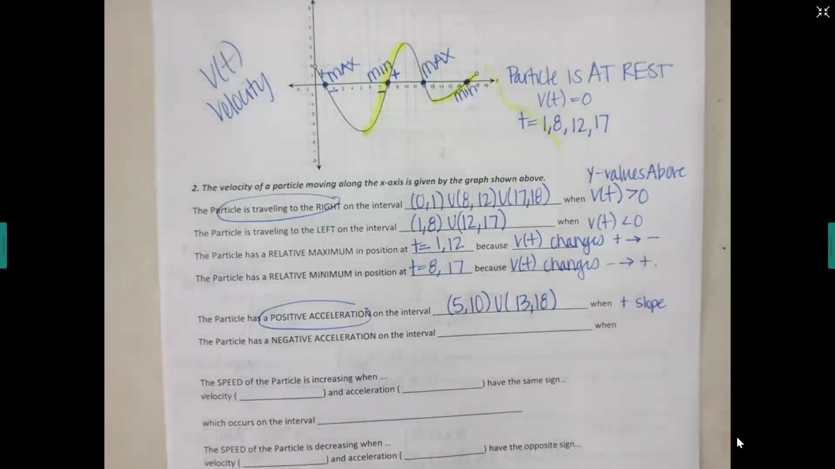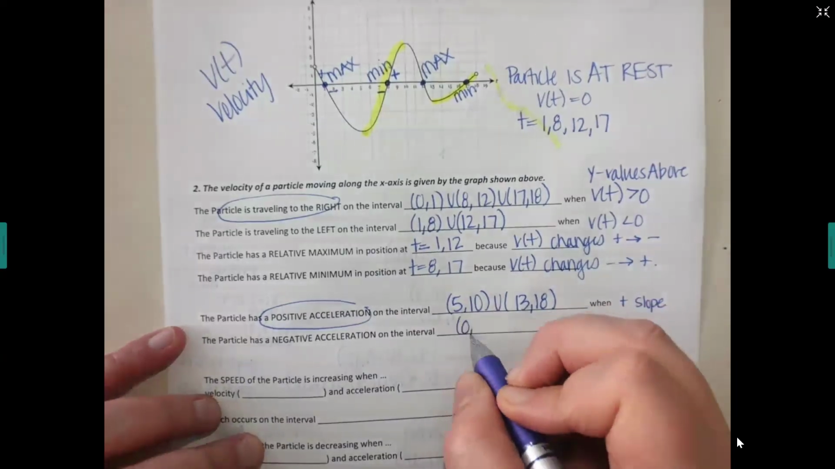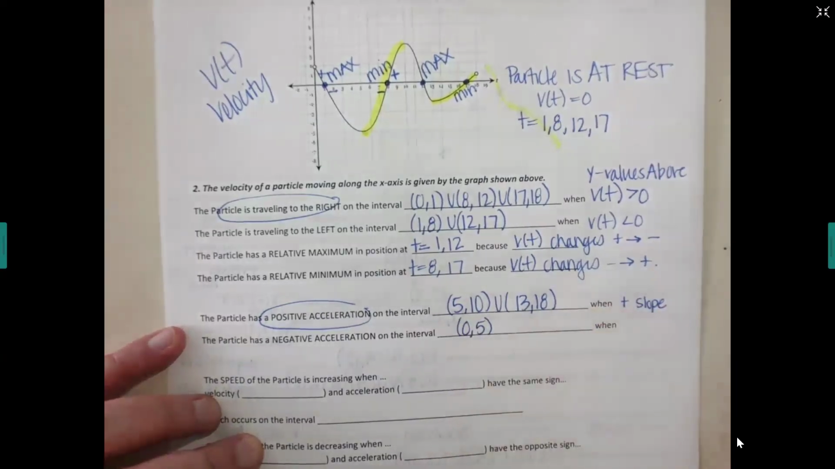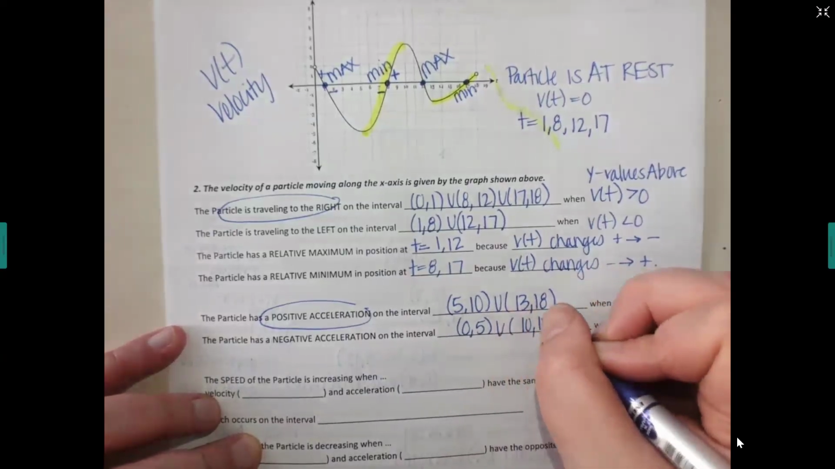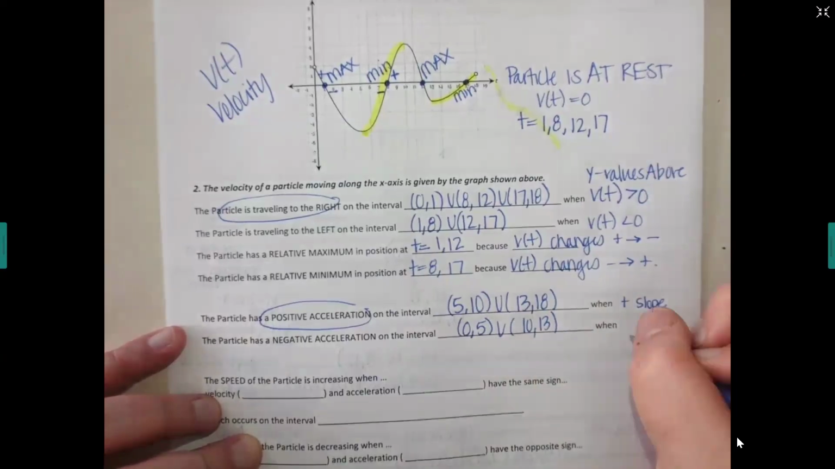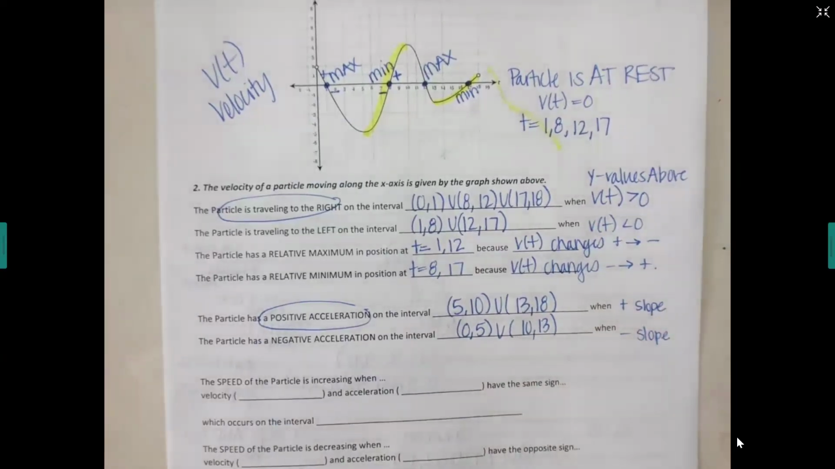Okay, I'm going to have a negative acceleration anywhere that this graph has a negative slope. So that would be from 0 to 5. And then 10 to 13. Because we have a negative slope. And remember, on the velocity graph, acceleration is the slope. On a position graph, though, you'd look at concavity.